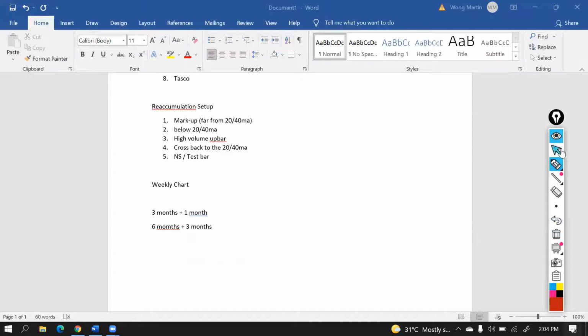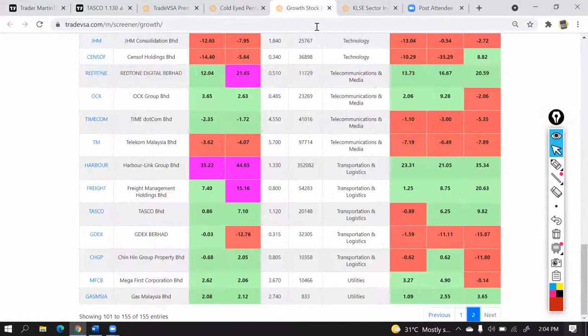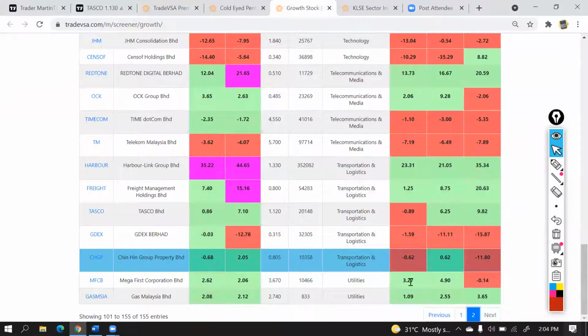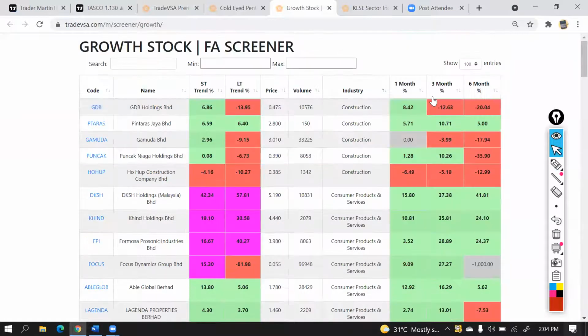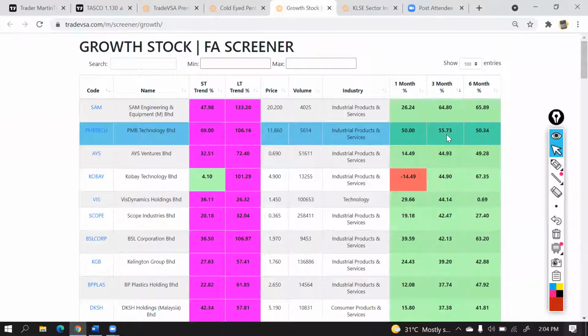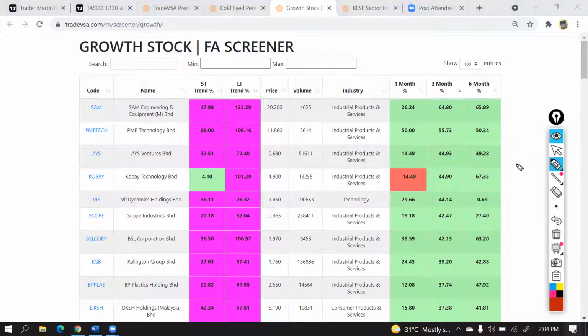This is what I do as well. I go to the industrial sectors, the industrial screener, and from here also the growth FA screener. Let's go to the first page. You just sort by 3 months, against 1 month. This is basically how I look for stocks that may be going into some reaccumulation.